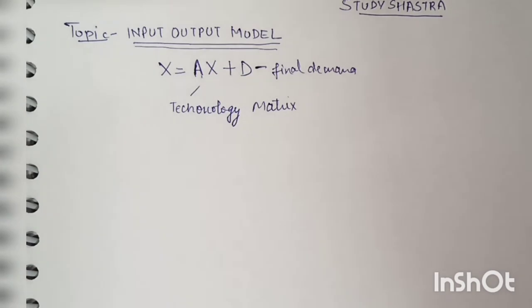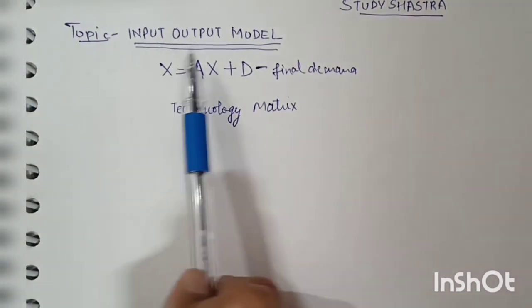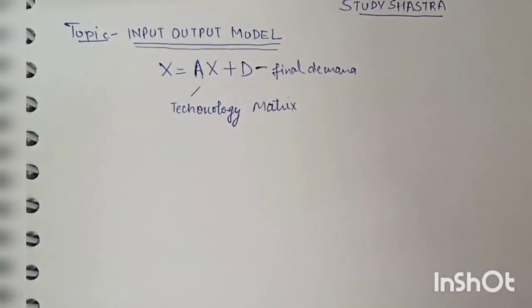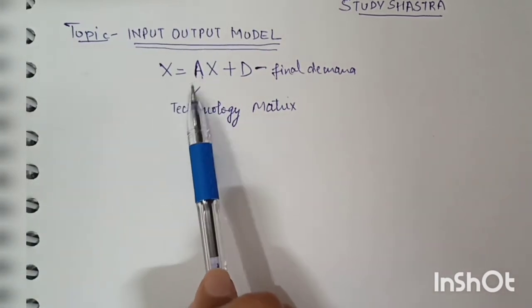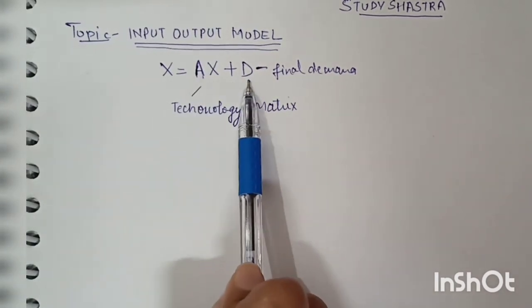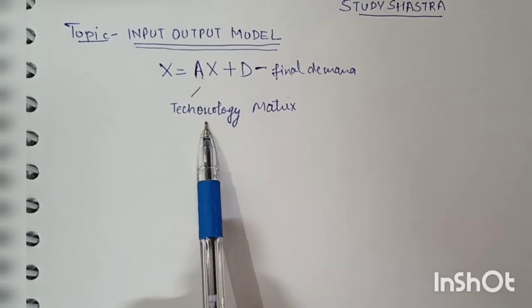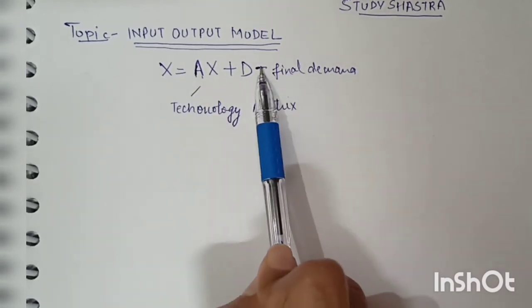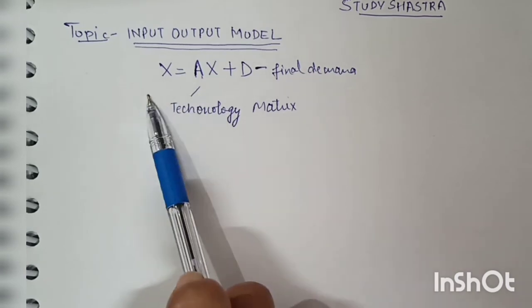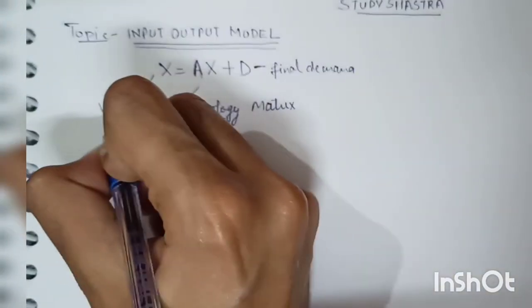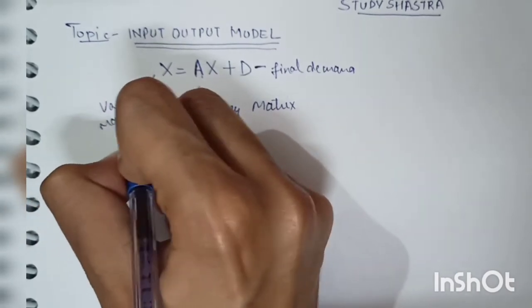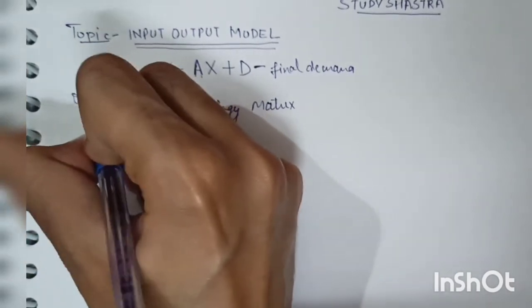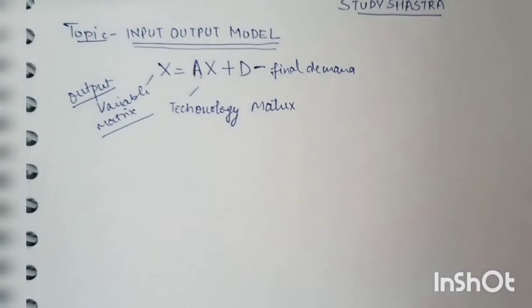Today we are going to study the topic input output model. As students, you know that in the input output model, our X matrix equals AX plus T, where A is our technology matrix, T is our final demand matrix, and X is our variable matrix, which is also known as our output matrix. So students, let's further study this with an example.